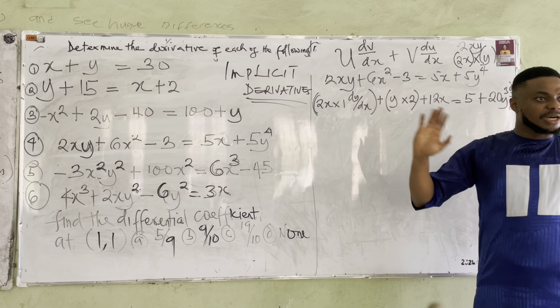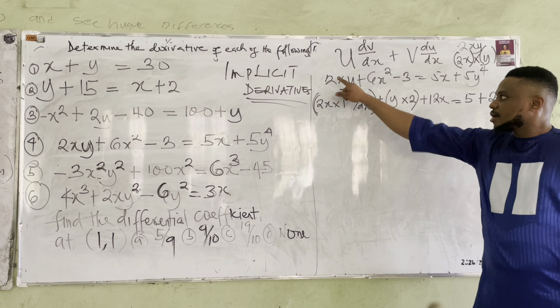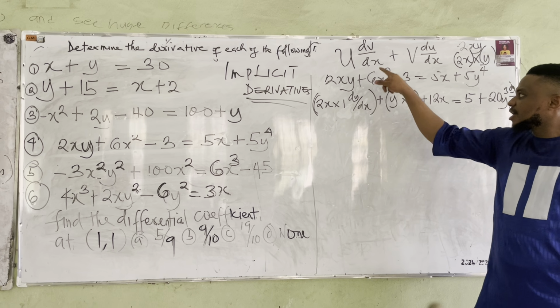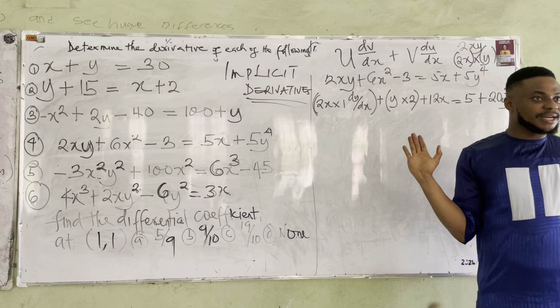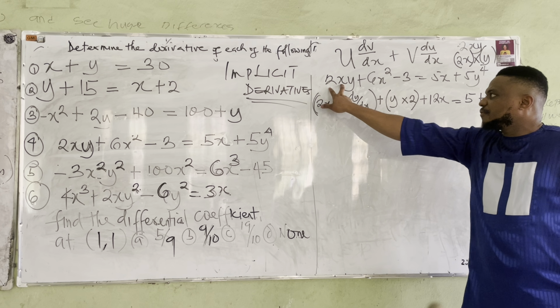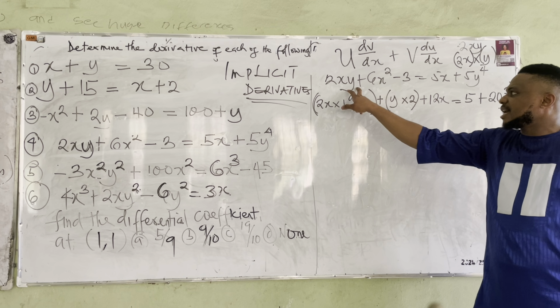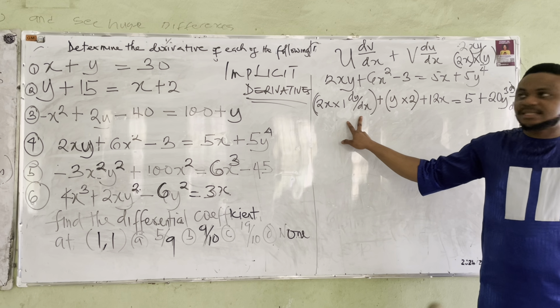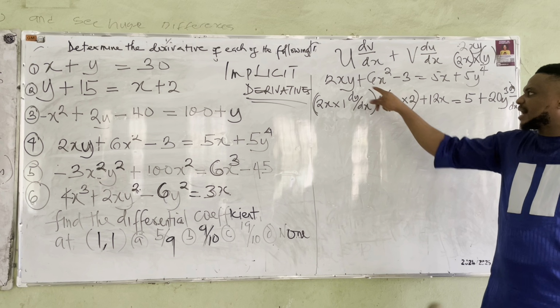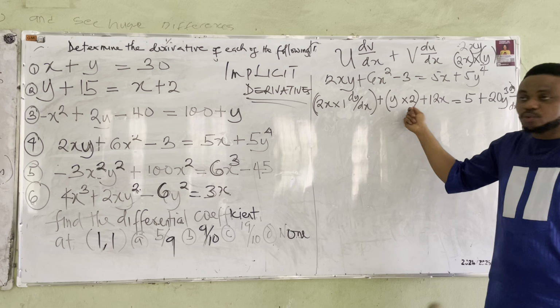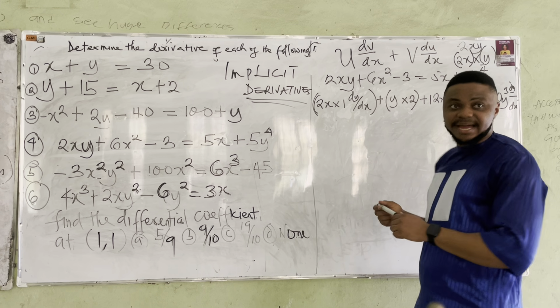In product rule, let me repeat. In product rule, keep your x constant, differentiate y, plus keep your y constant, differentiate x. So if we keep our 2x constant, it's 2x, right? If we differentiate our y, it is 1 dy over dx. If we plus, open another bracket, if we keep our y constant, it is y. If we differentiate our x, which is 2x, it will be what? 2. Is it clear now?